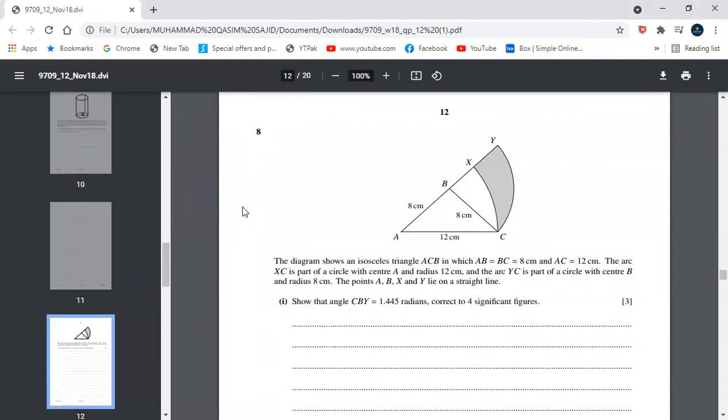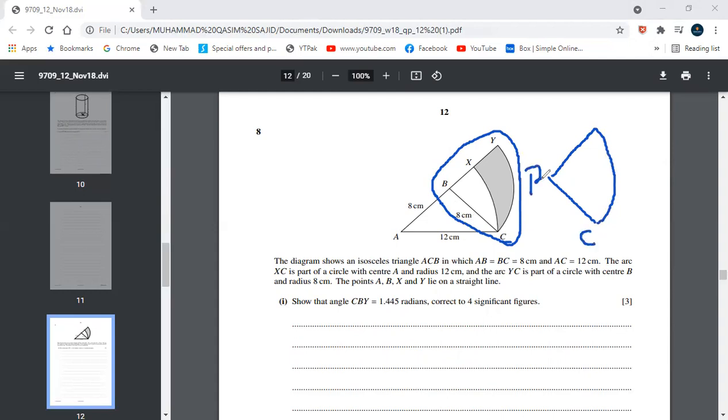Now question number 8 is a mensuration question. So we have to show that CBY. This is CBY. It forms a full sector. This is basically an arc having a quarter, so its radian equals 1.4.